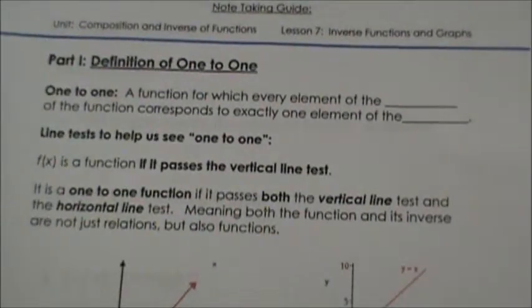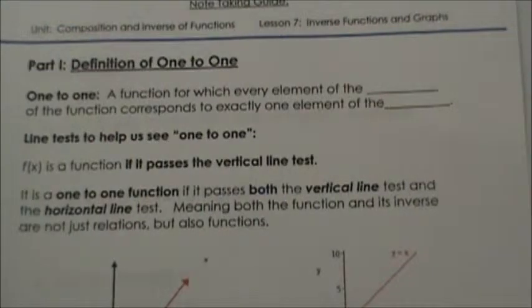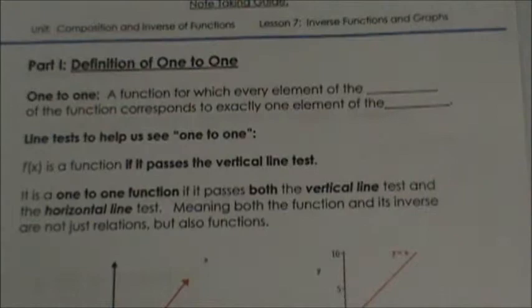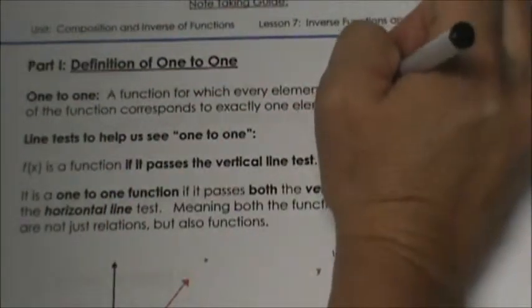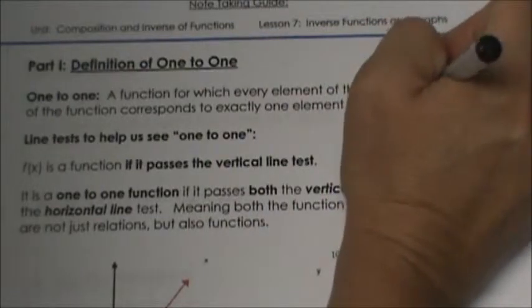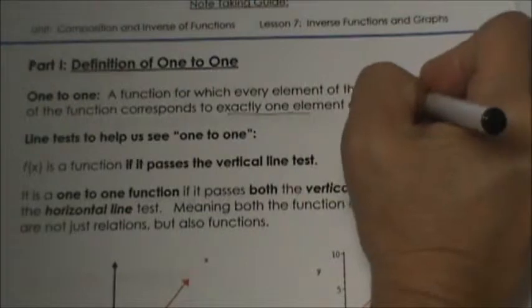Okay, first part 1, we're going to do the definition of what one-to-one means. So let's zoom in just a little bit so you can see it. One-to-one: a function for which every element of the domain of a function corresponds to exactly one element of the range. A one-to-one correspondence is when a function's domain has a unique and exactly one element matches with the range.